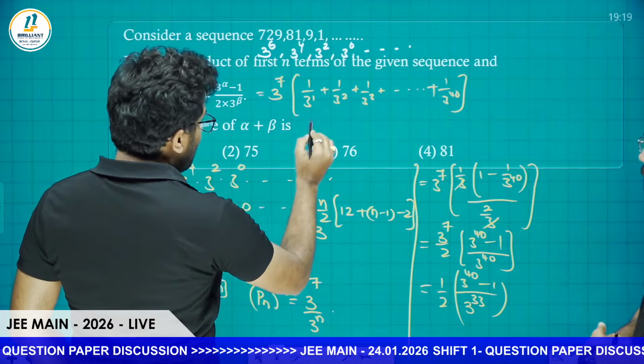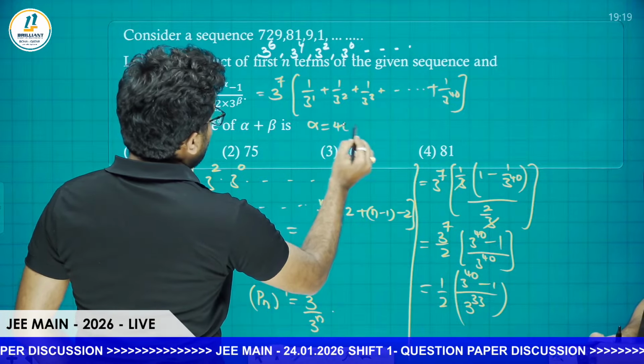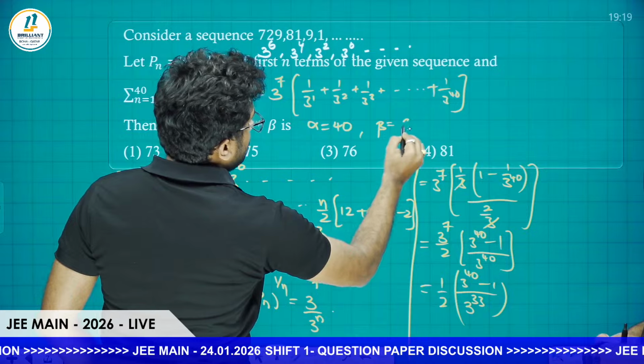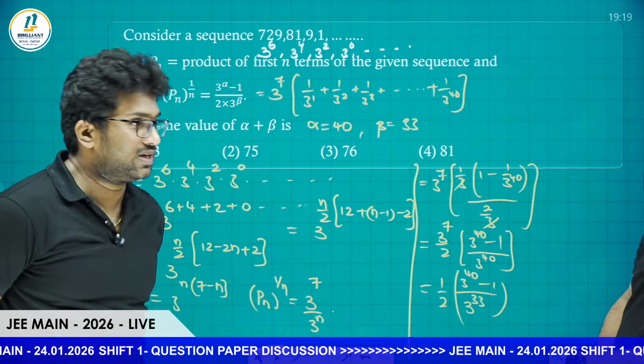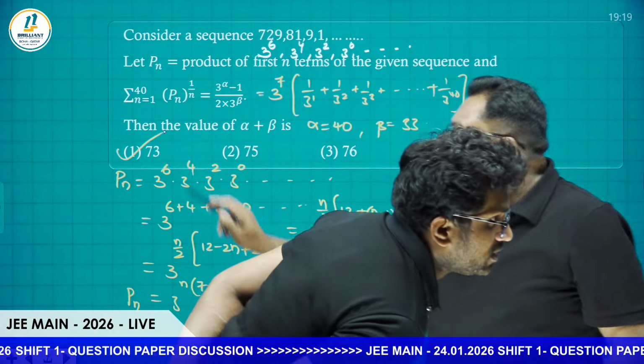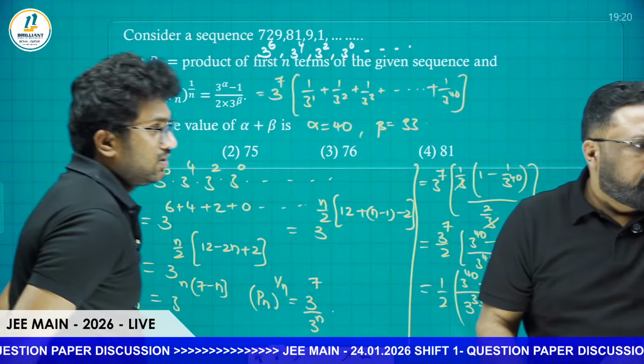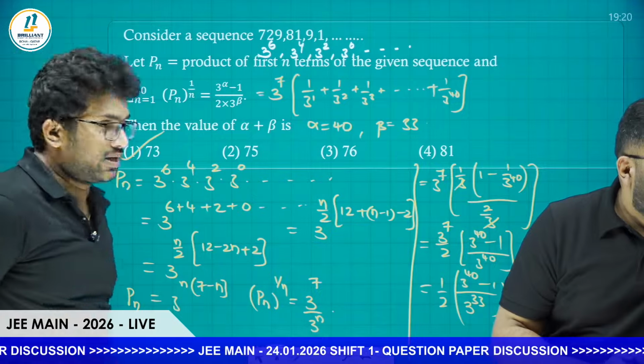So by comparing, alpha is equal to 40, beta is equal to 33. They are asking alpha plus beta. 73 will be our result. Option 1. 73 is the answer. Correct. Good.